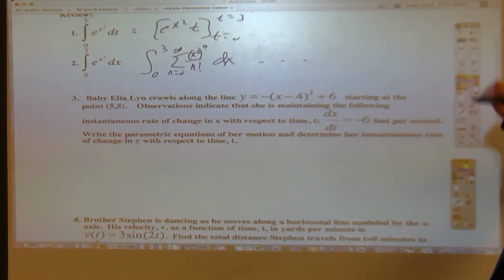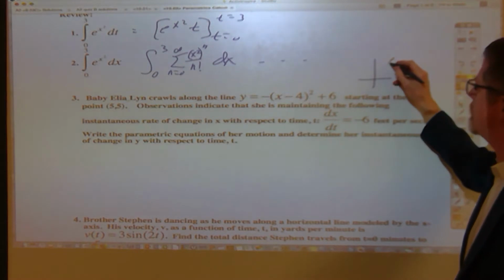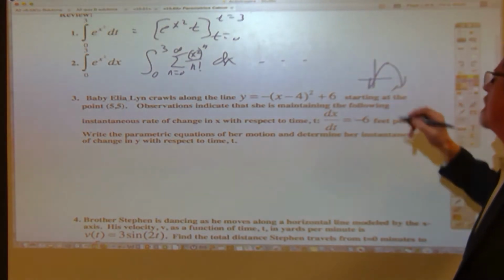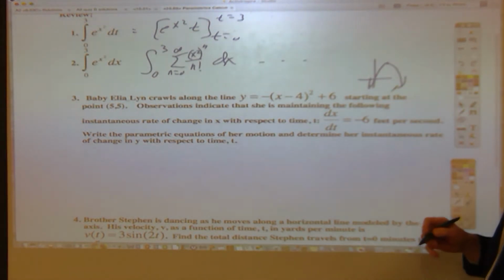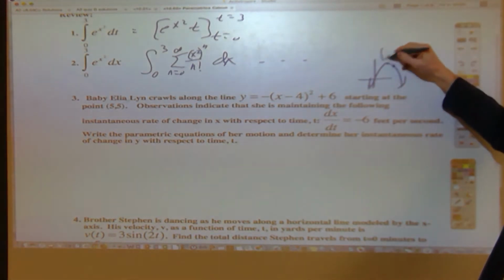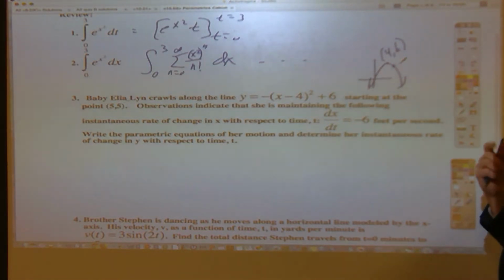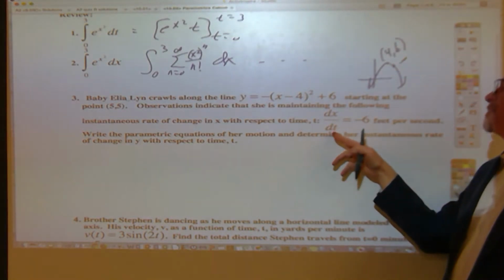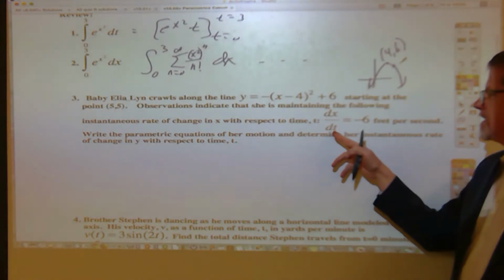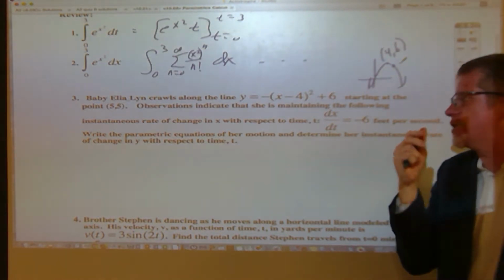She's crawling along this line. It's a parabola whose vertex is at 4, 6, opening down, and she's traveling along that line, starting at the point 5, 5. Sure enough, the point 5, 5 is on the graph of this parabola whose vertex is at 4, 6. And the derivative of her x parametric equation with respect to time is -6. dx/dt is the derivative of the x parametric equation.